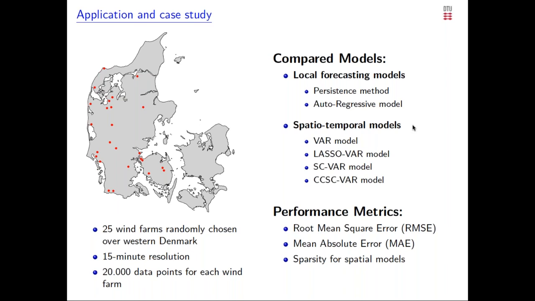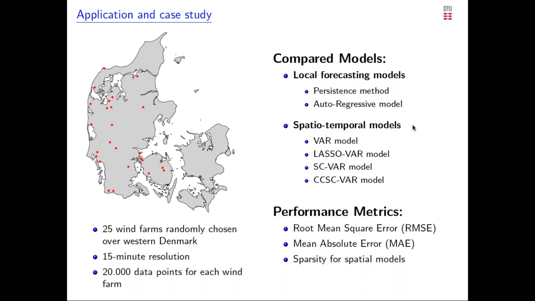But with this one, you only use local information, not the information at the other wind farm. Then the spatial temporal models are trying to use the information from all the other wind farms. And the models I just presented in the previous 2 slides are these 2 models. These other 2 we'll discuss later.